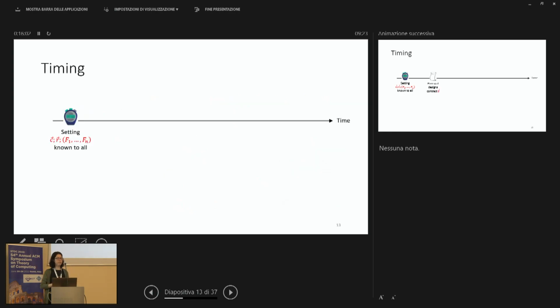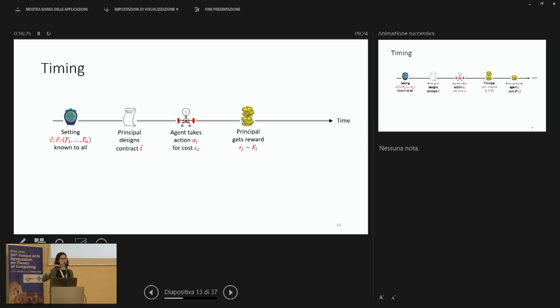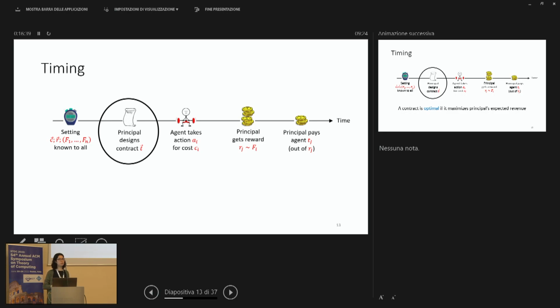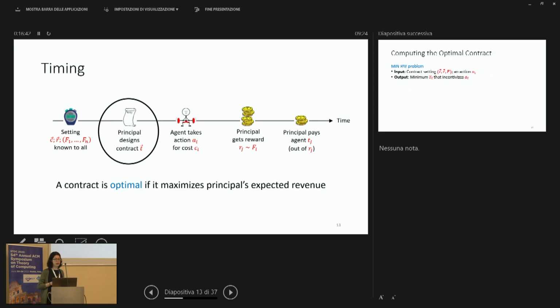Good. To summarize the setting, here's how it works in terms of timing. At the beginning, everybody knows the setting, everybody knows the costs, the rewards, and the distributions. The principal designs a contract. The agent looks at the contract and decides which action is maximizing their utility and takes that action and pays a cost that is associated with the action. The action is also associated with a distribution, and the reward is drawn from this distribution, Rj, okay? And then, according to the contract, if you have reward Rj, the principal pays the agent Tj. And we're looking at this whole interaction from the point of view of the principal, who is trying to maximize their own revenue. Okay, so we'll say a contract is optimal if it maximizes the principal's expected revenue.